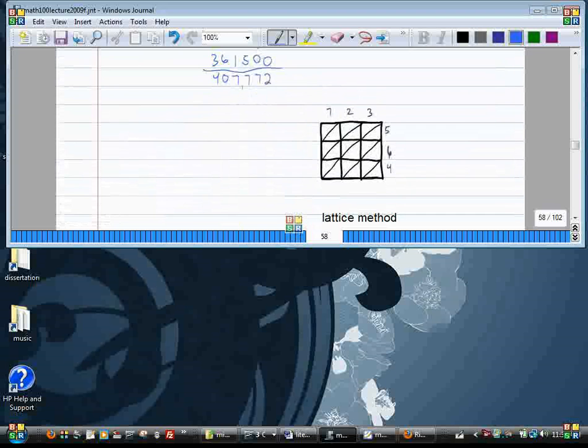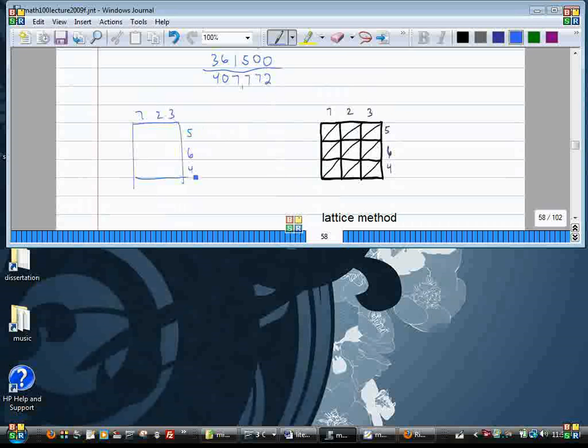So what do we do? Okay, so first of all, you have to set up this. It's not quite a grid. We're going to call this a lattice. So the thing to recognize is, how have we made this? We've made a box, and you're multiplying 723, which you write across the top, by 564, which you write across the side.